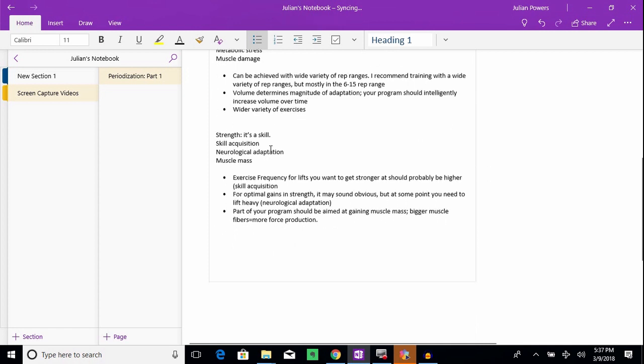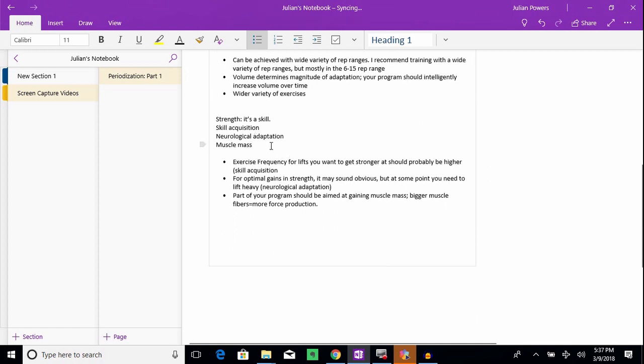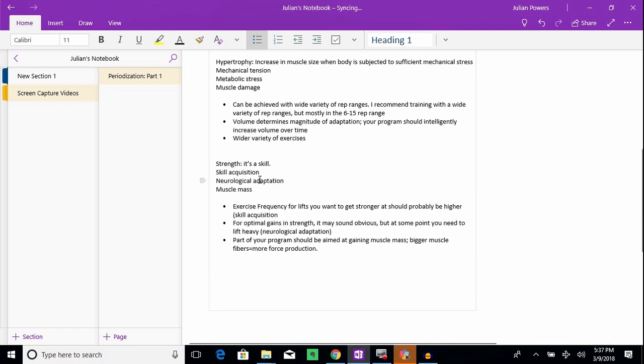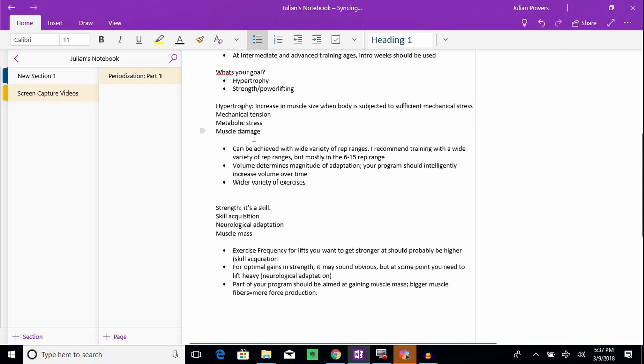Okay, next is strength. Okay, so periodization for strength. The first thing to understand is that you need to think of strength as a skill. It's not like hypertrophy, where hypertrophy is just a stimulus from what you're subjecting your body to. Strength is an actual skill.